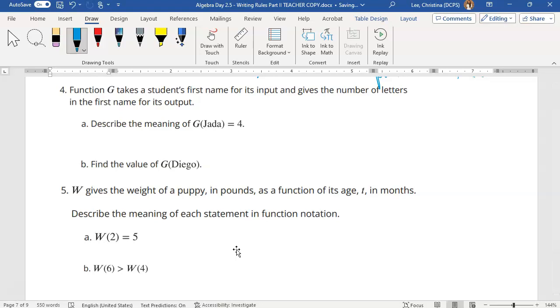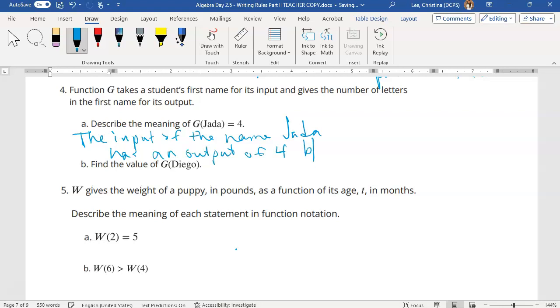All right. Function G takes a student's first name for its input and gives the number of letters in the first name for its output. Describe the meaning of G of Jada equals 4. So this means the input of the name Jada has an output of 4 because Jada has 4 letters. Find the value of G of Diego. So G of Diego equals 1, 2, 3, 4, 5. 5 letters in his name.